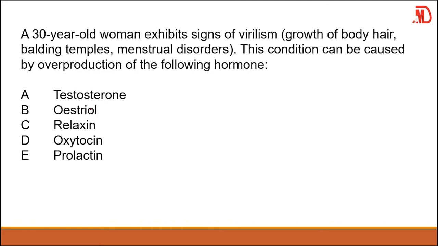All right. Now, a 30-year-old woman exhibits signs of virilism. Virilism, that is growth of body hair, balding temples, menstrual disorders. This condition can be caused by overproduction of the following hormone. Now, when we talk about virilization, virilization is simply a condition in which women begin to develop male pattern of hair growth and other masculine physical traits.